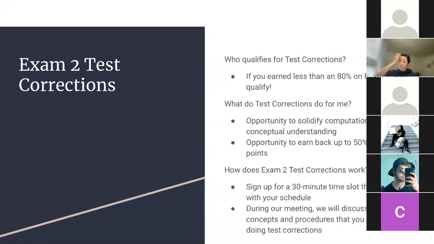One thing that I know about test corrections is it's incredibly useful to go back and make sense of what went wrong, but also think about what went right and how to bridge that gap. And so for this exam, if you earned less than an 80% on exam 2, you qualify to do test correction, okay? If we think about the purpose behind this, what do test corrections do for you? I think it's an opportunity to solidify your understanding.